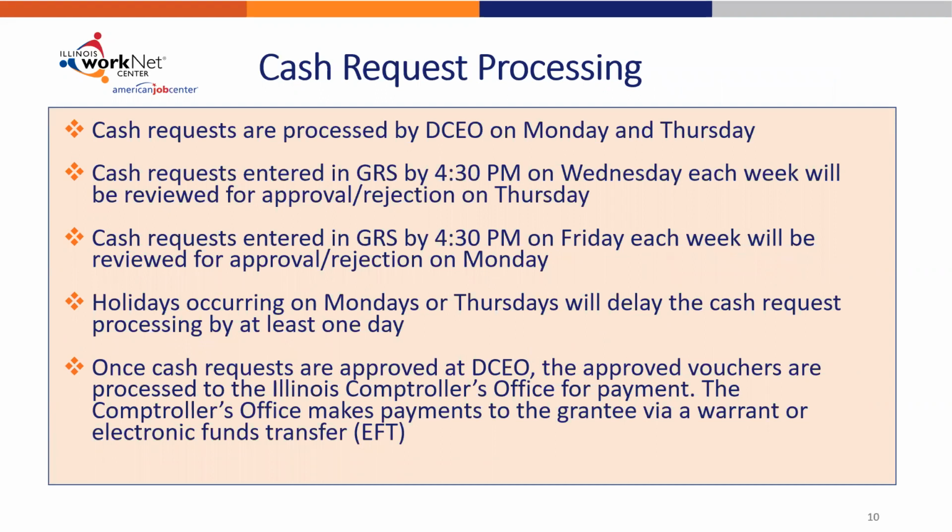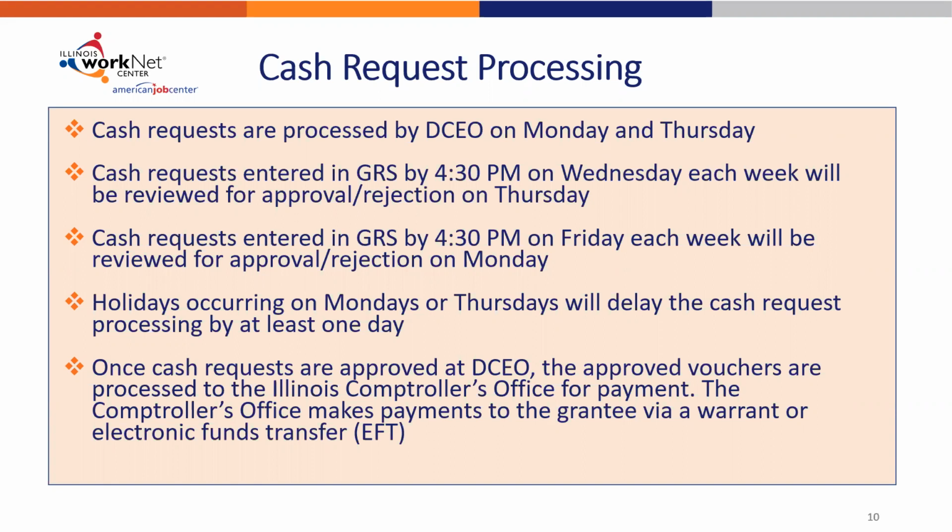So cash request processing. This is the process that occurs on a weekly basis. Cash requests are processed by DCEO on Monday and Thursday. So what that means is the day before Monday and Thursday, cash requests need to be entered by 4:30. For example, on the Monday cash run, cash requests need to be reported by Friday at 4:30. And then for our Thursday approval, cash requests need to be input by 4:30 on Wednesday. So any holidays occurring on Mondays or Thursdays will delay the cash request process by at least one day.